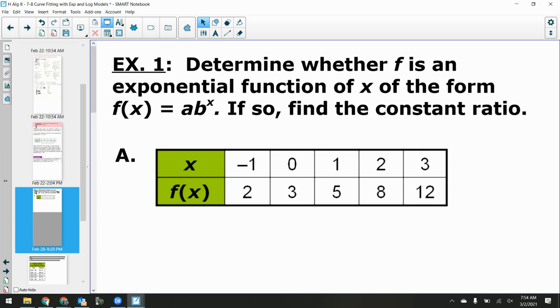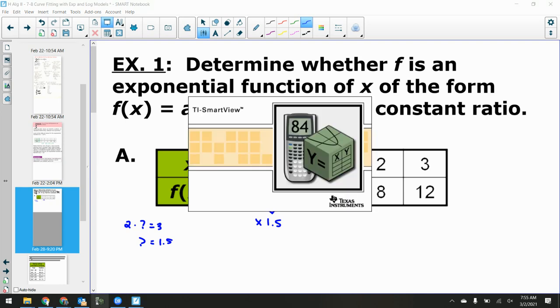So let's see, what would I multiply 2 by to get to 3? Well, if you're struggling with that, you could create this really simple equation. 2 times what is 3? Okay, so this is going to equal 3 over 2, so 1.5. This is multiplied by 1.5. Is that true for all pieces of data? Let's check it.